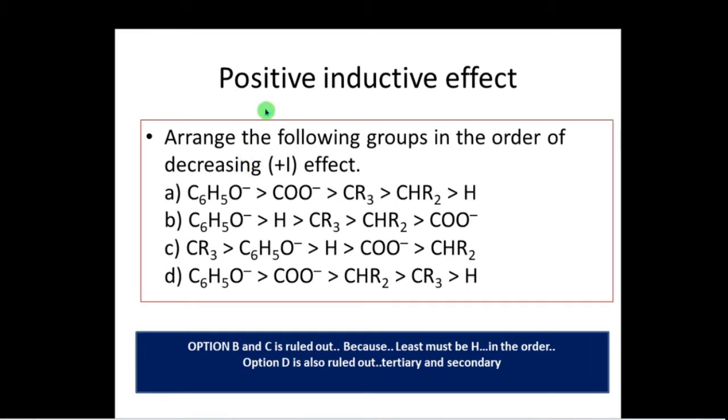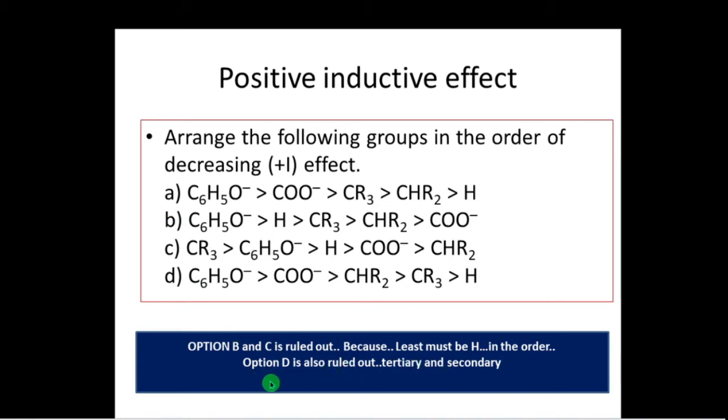Now we will discuss inductive effects. Arrange the following groups in the order of decreasing plus I effect. Options A, B, C, D are given here. As we already know, hydrogen is the least one, so it should be considered as the least. Based on this, hydrogen is supposed to be decreasing in the order of the inductive effect. So for options B and C, no hydrogen is there in the last one, so options B and C are ruled out.